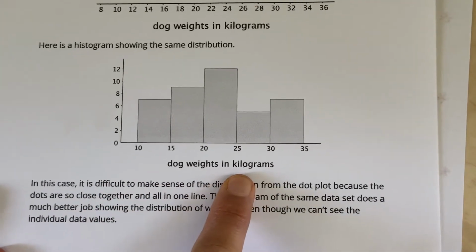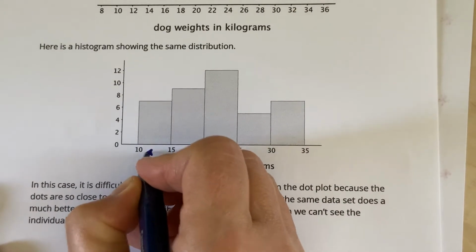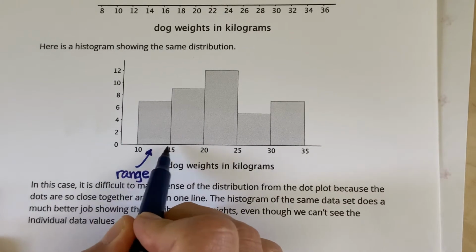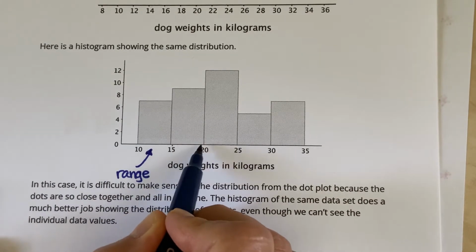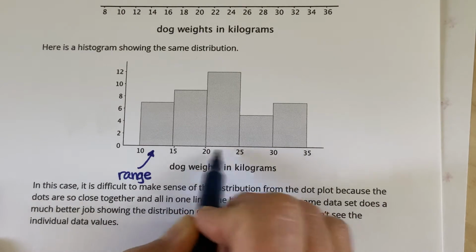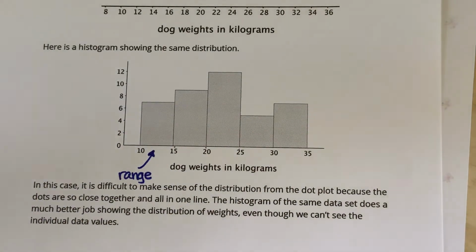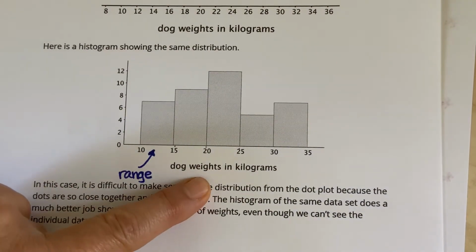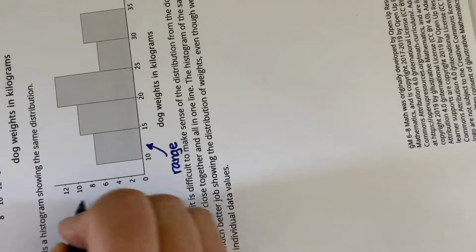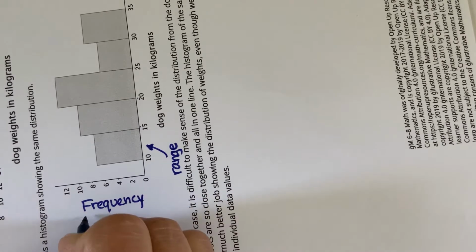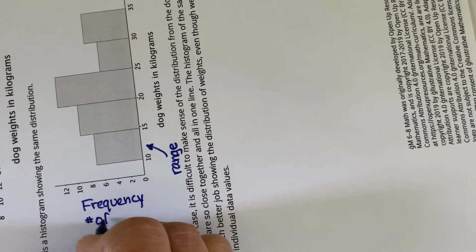Remember, histogram, there's ranges between. Okay, so this is like from 10 to 14. This would be from 15 to 19, 20 to 24. So that would be a range of data, okay? This again is frequency, or how many dogs. In this case, it was dogs' weight in kilograms. So if I were to label this, this would be the frequency or the number of dogs. Same thing, okay?